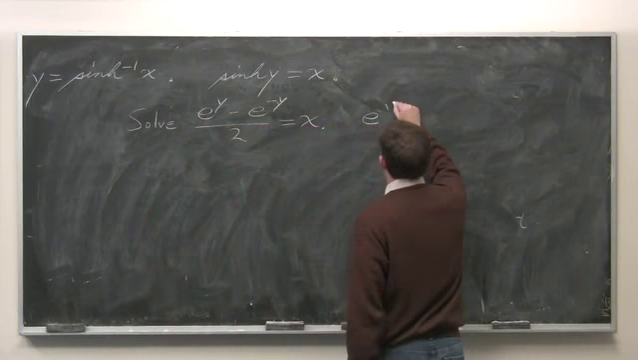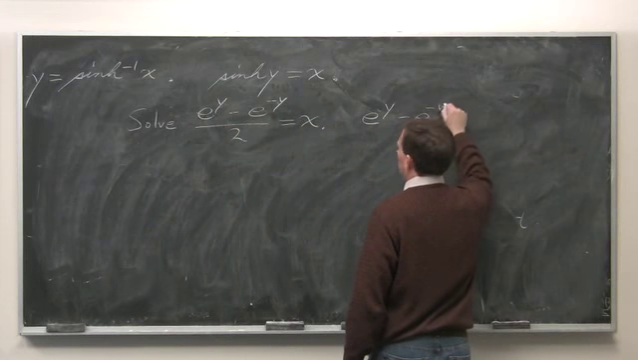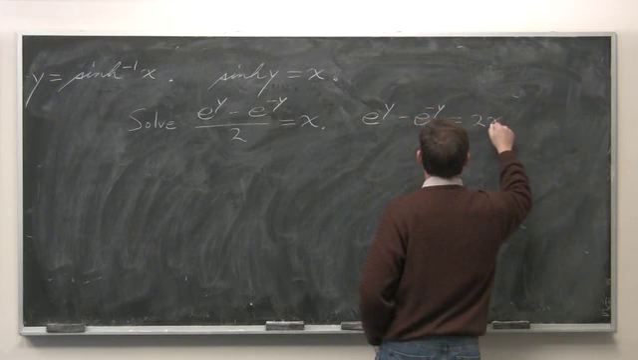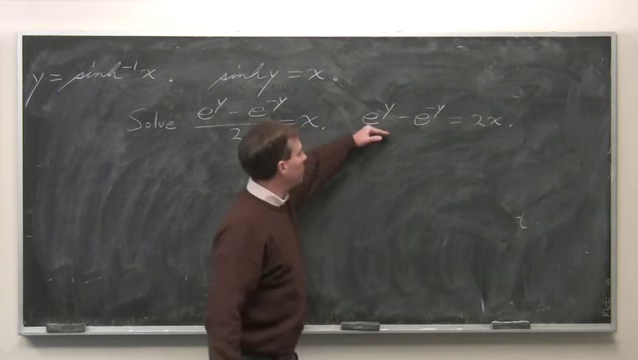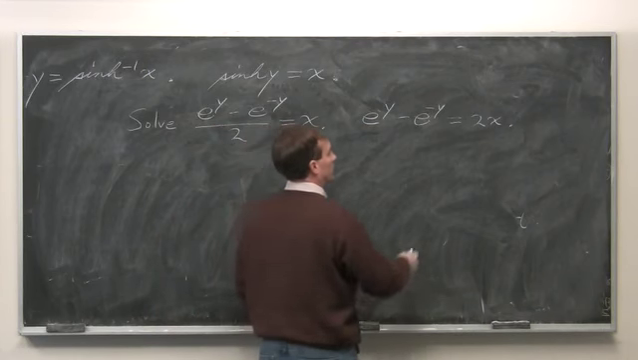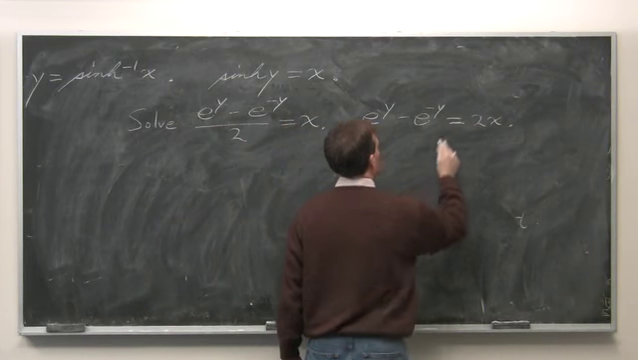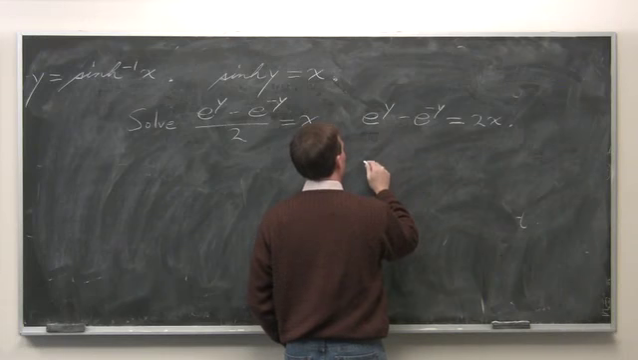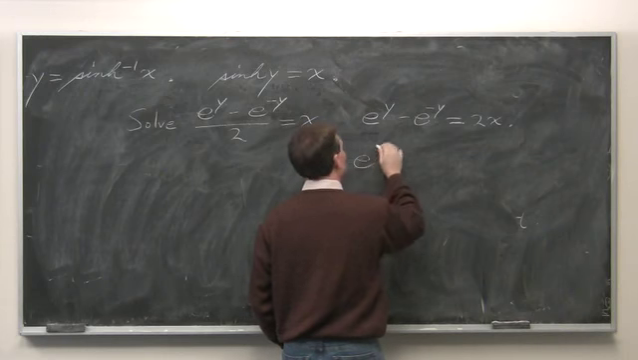So first you multiply by 2 and get 2x. Then you multiply through by e to the y. E to the y is positive. It's not 0 in particular, so we don't have to worry that we've multiplied by 0 and destroyed information.